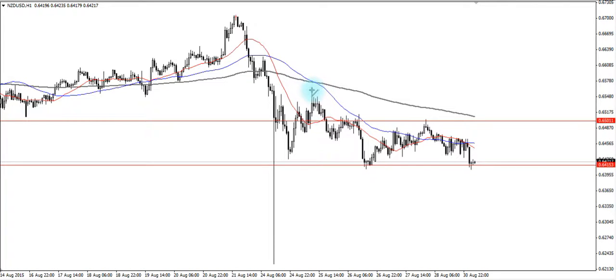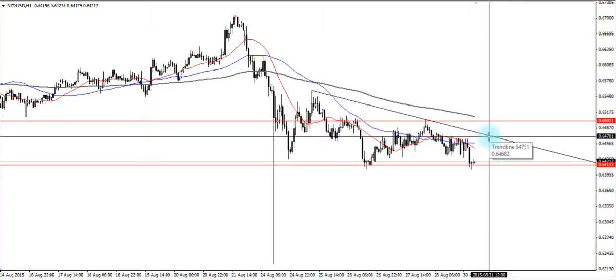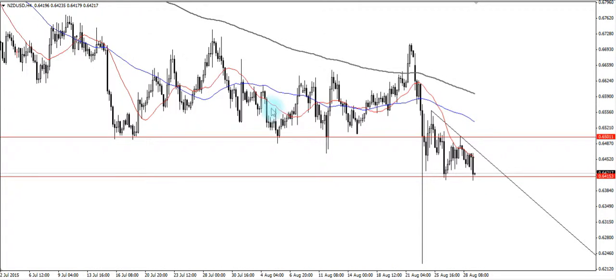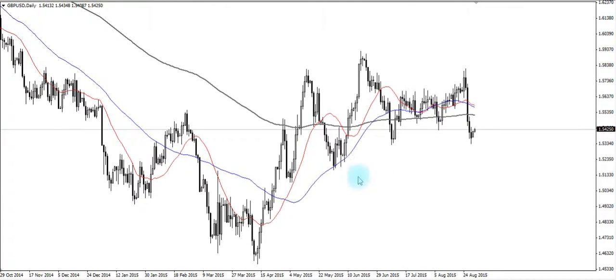You may want to plot a falling trend line right here, somewhere at this level could be a good price to go for the shorts, and that will be the price of 0.6470. Alright, so that's pretty much for the New Zealand dollar against the US dollar. And next we have the pound against the US dollar.